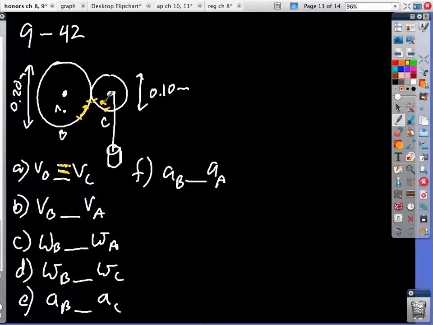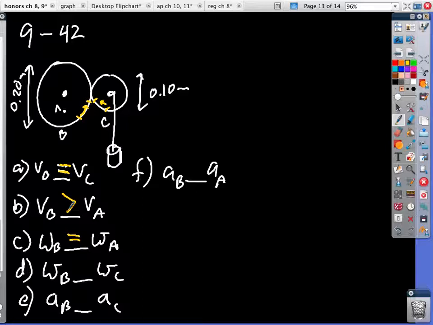VB and VA, however, both of these things have the same omega. Omega B and omega A are equal. But then because of the radius, VB is going to be greater than VA. Because let's say, for example, in one rotation, B travels farther than A. Therefore, VB should be greater than VA.